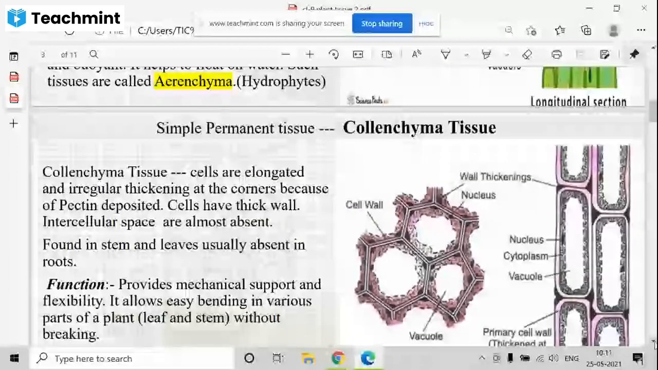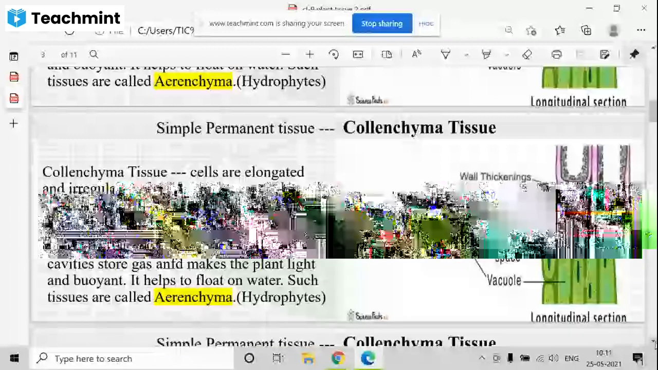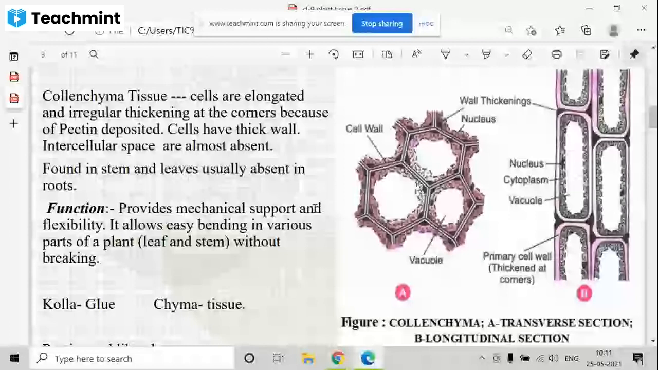Simple collenchyma. C-O-L-L-E-N, not chlorine, colon. Collenchyma tissues. The tissues are elongated. They are long, elongated, and have irregular thickening at the corners because of the pectin deposit. If you see these corners in the walls, the thickened, blackened part is called pectin. What is pectin? Pectin is a glue-type substance.